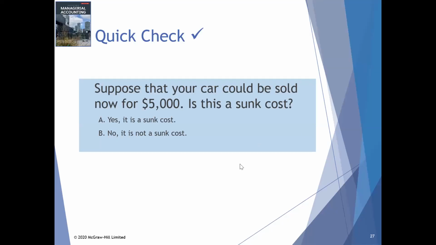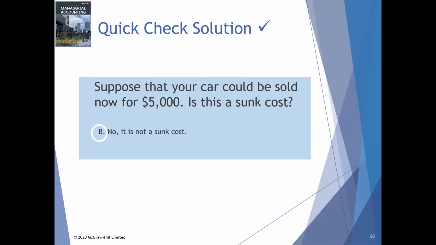Okay, so look at the answer. No, it is not a sunk cost. The reason being, this is what we are getting today. Once we sell this one, we will get $5,000, irrespective of when you bought it. You bought it at $10,000, that was the sunk cost. What you are recovering today is not a sunk cost, right?